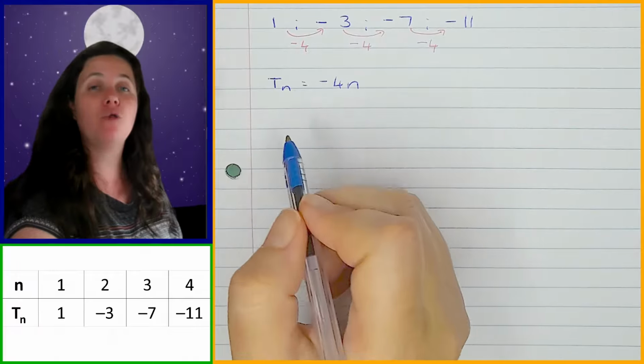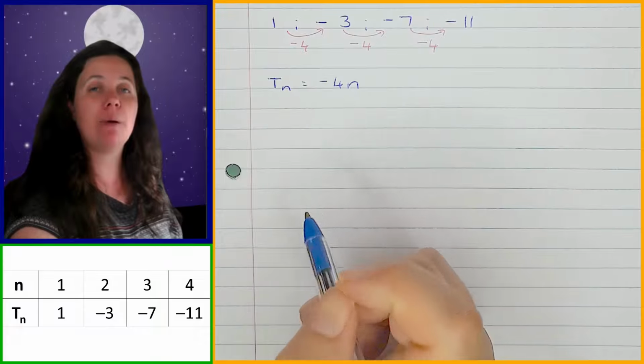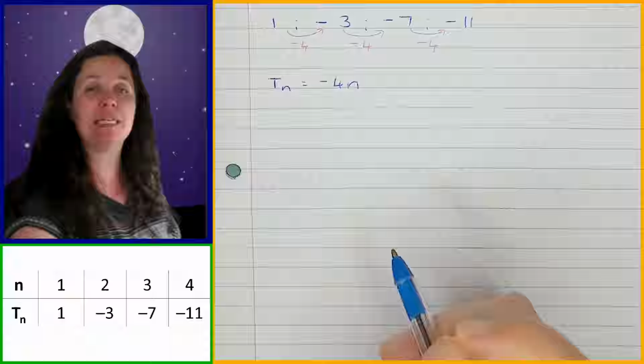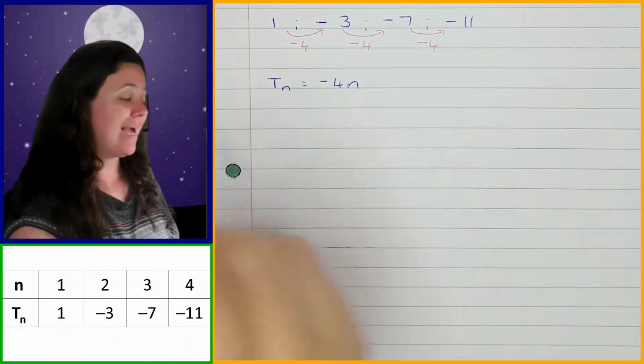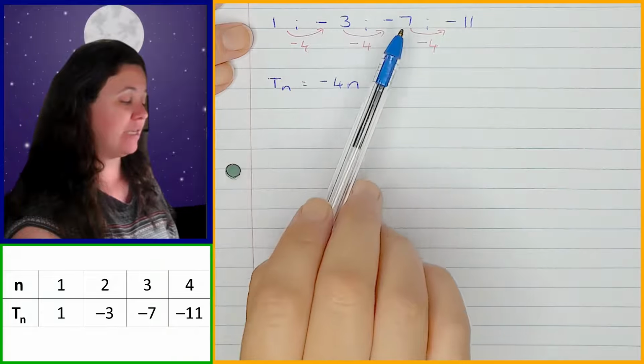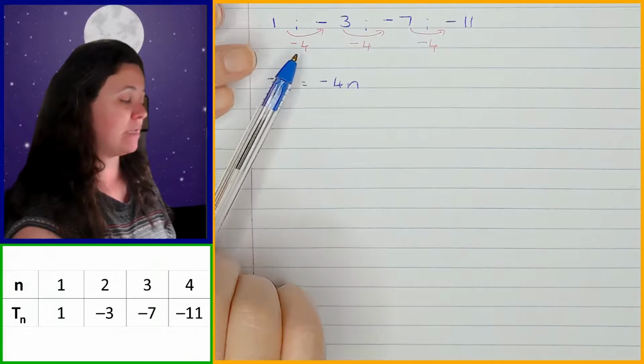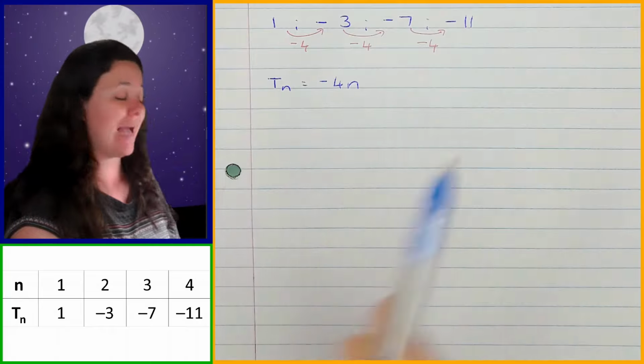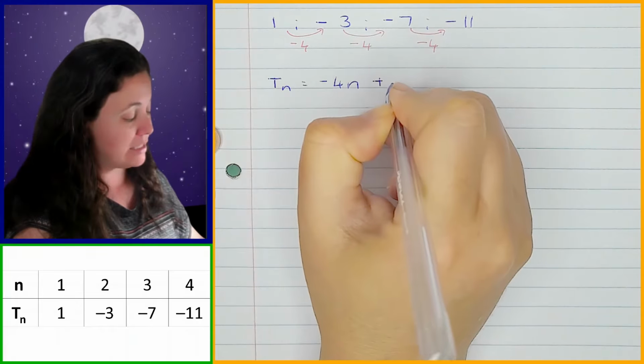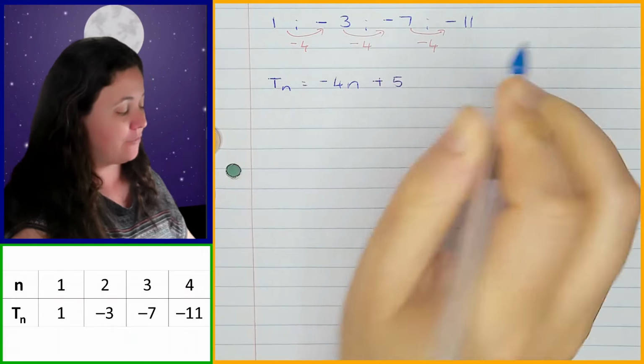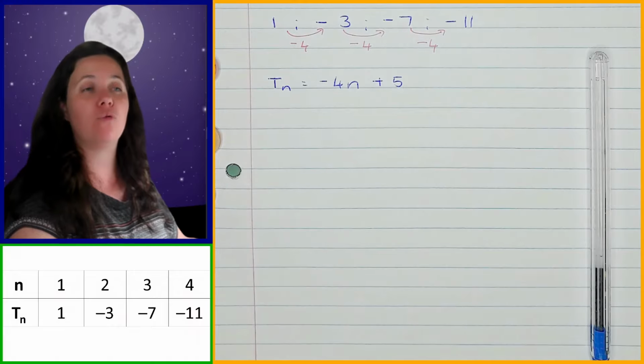But if my rule was just -4n, then my pattern would be -4, -8, -12, -16, and so on. And it's not. It's 1, -3, -7, -11. So how do I get from the -4 to the 1? I need to add 5. So my rule is -4n plus 5. So that's what we should have got for the rule.